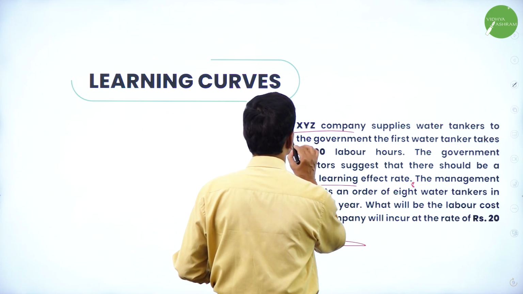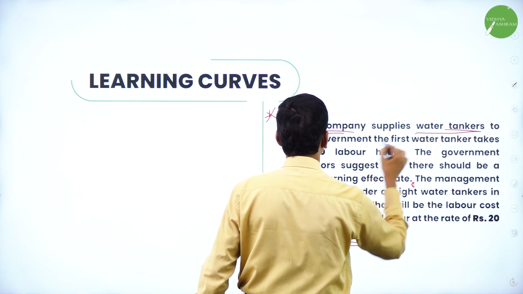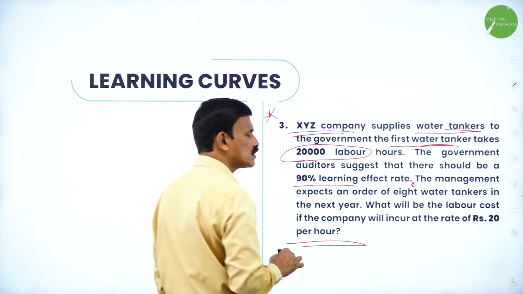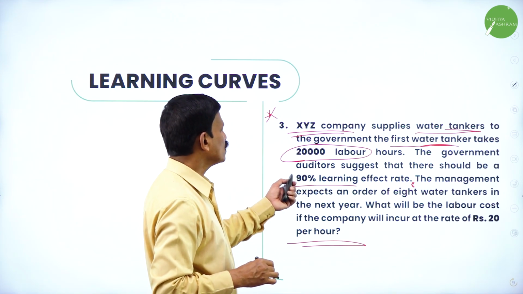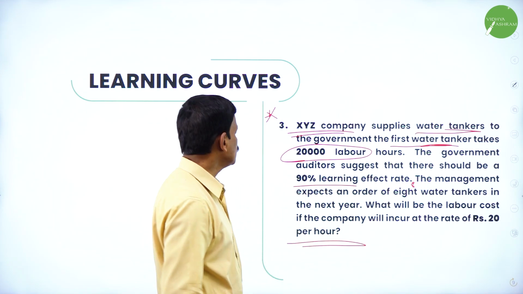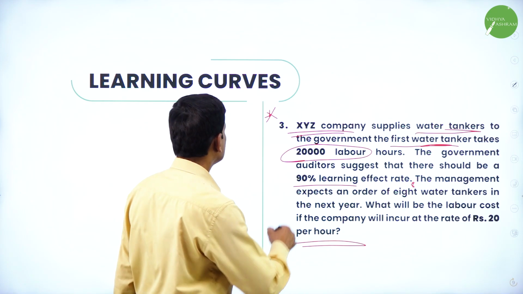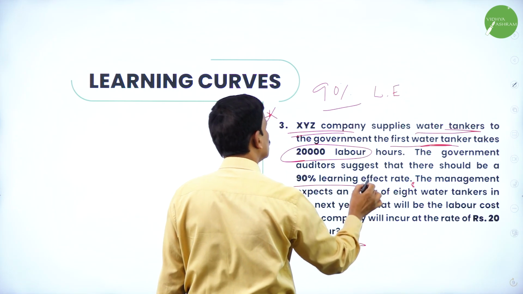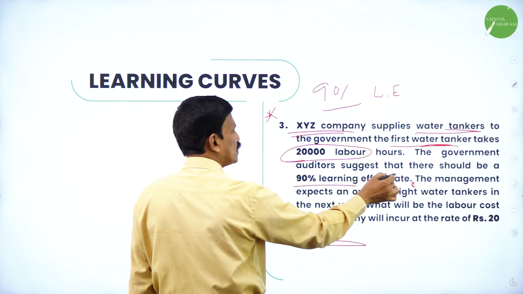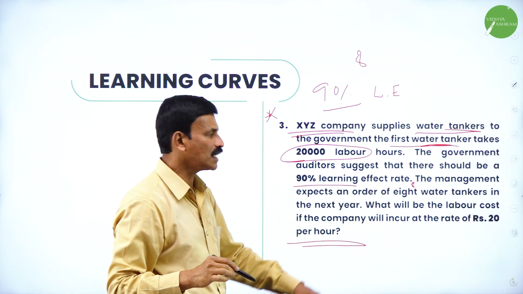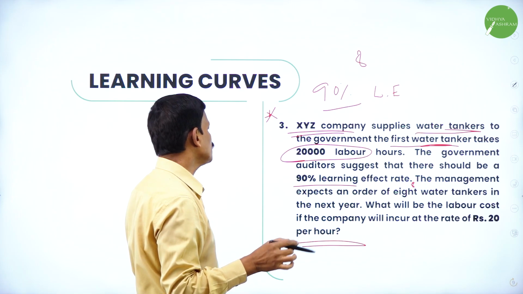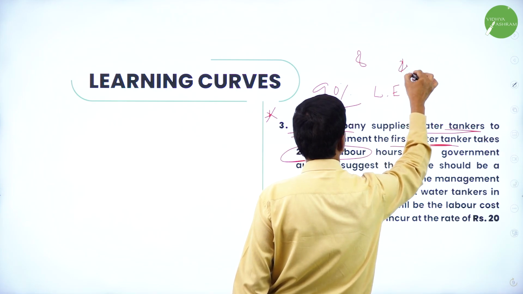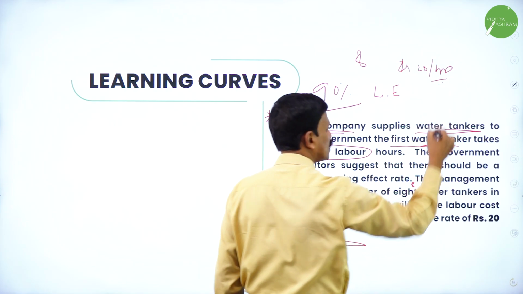So, XYZ company will supply water tanks to a government. The first water tank requires how many labor hours? 20,000 labor hours. Then the government auditor suggests that there should be a 90% learning effect. The management expects 8 water tanks in the next year. What will be the labor cost at the rate of 20 per hour? So the labor cost is rupees 20 per hour. These are the given conditions.